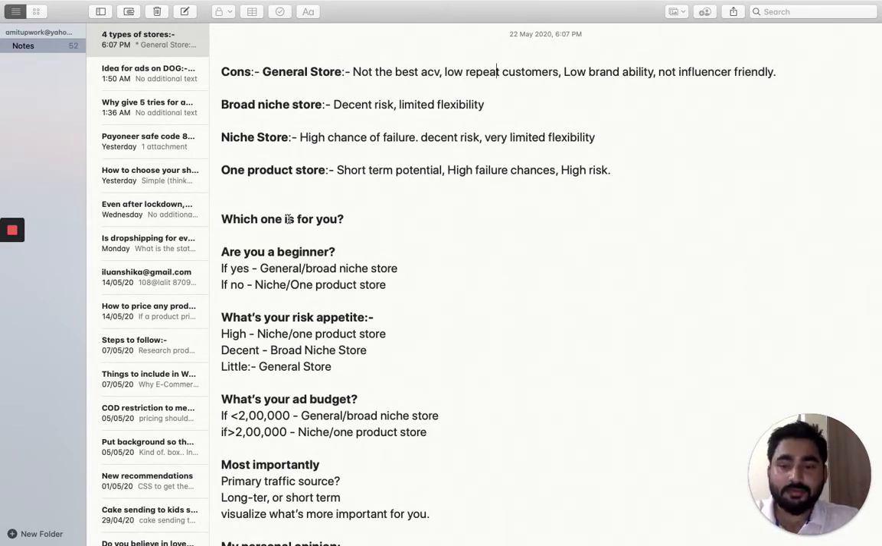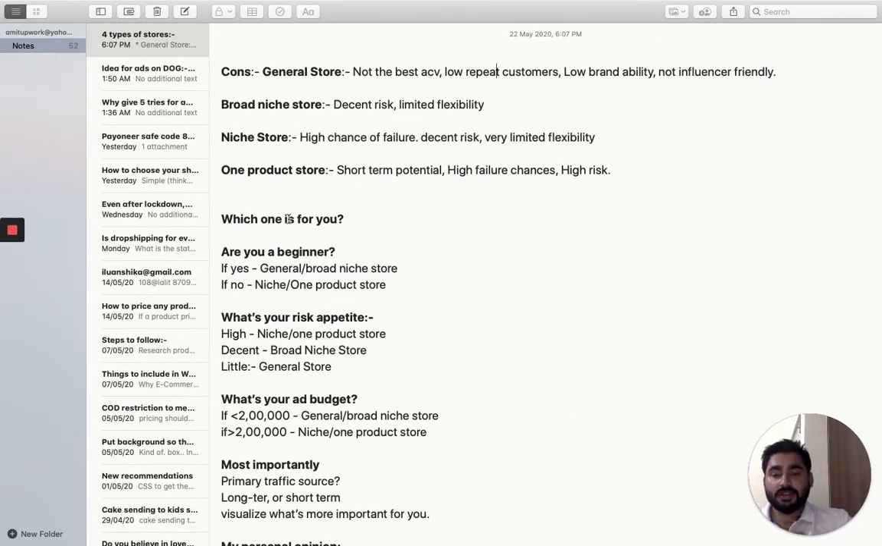Now, coming to the point, what's your ad budget? That totally depends on which type of store you should look after. If your ad budget is less than 2 lakh rupees, that's a general perception. It can be 4 or 5 lakh rupees if your target audience is USA. So if your ad budget is less than 2 lakh rupees, then go ahead with a general and broad niche products store. If your ad budget is more than 2 lakh rupees, then go with a niche or one product store.